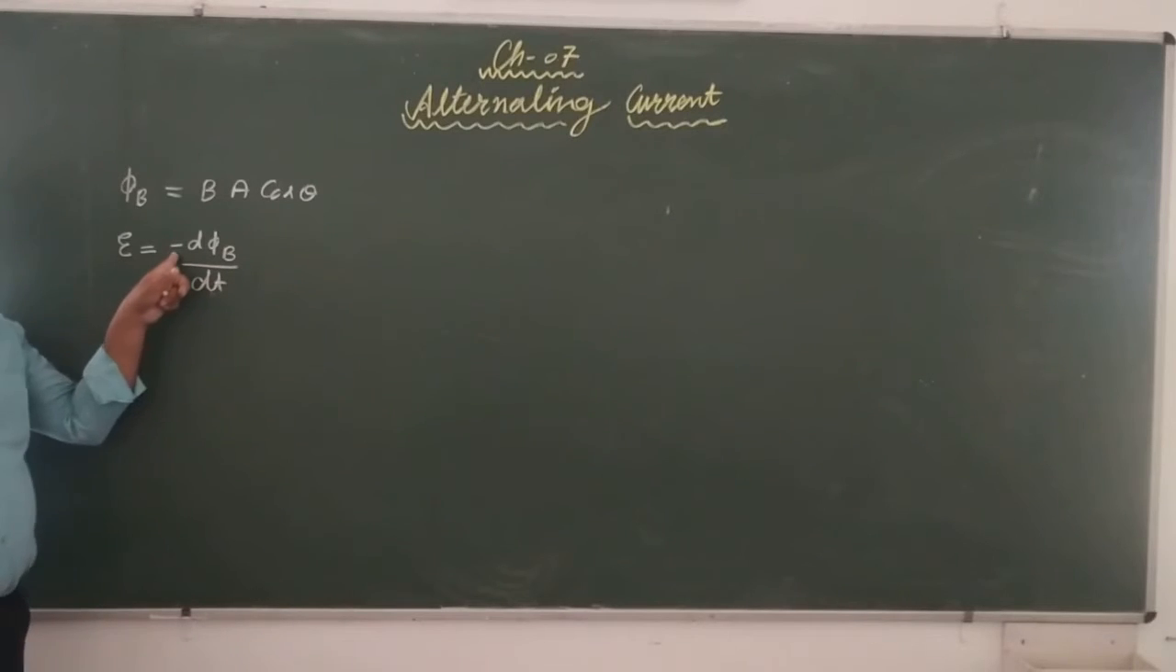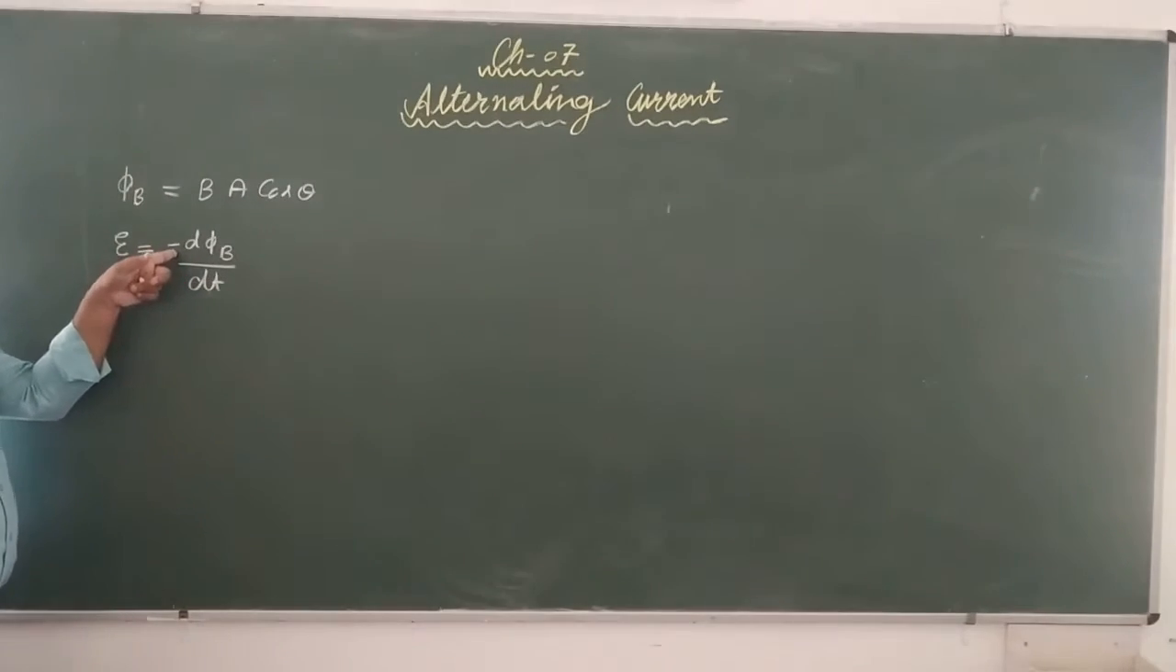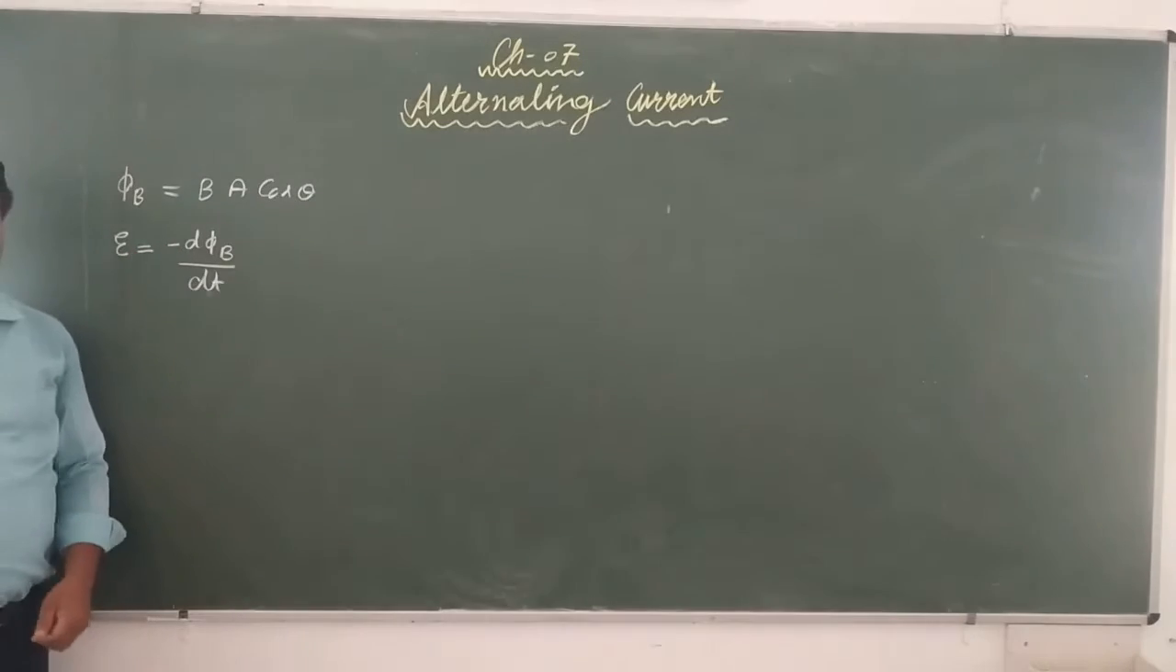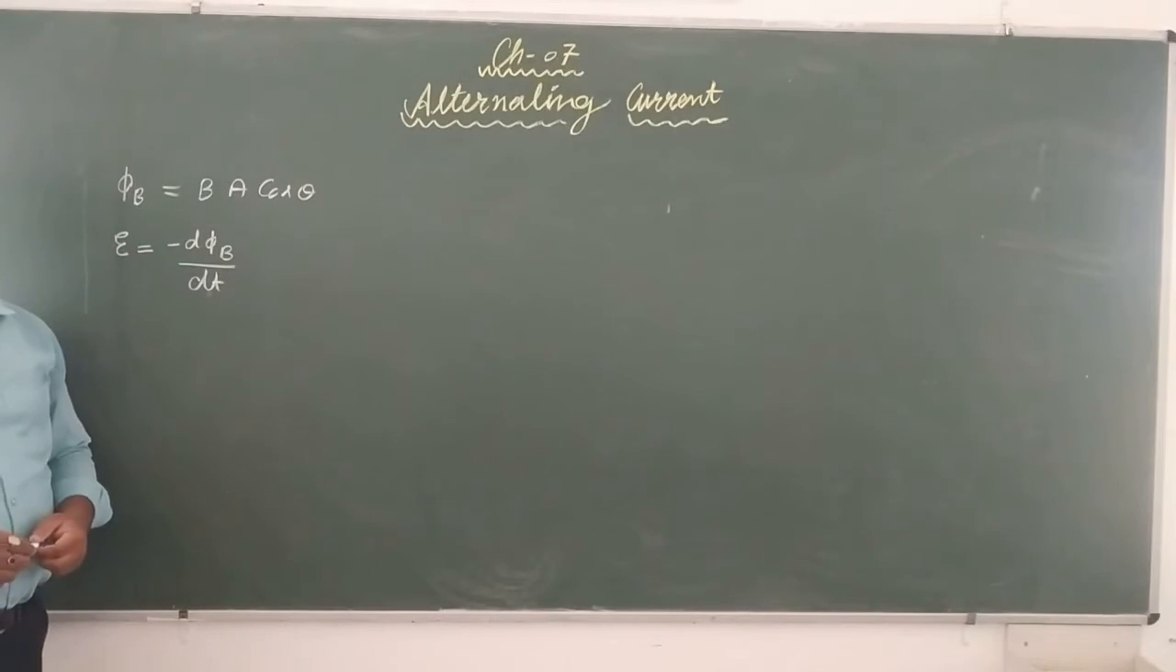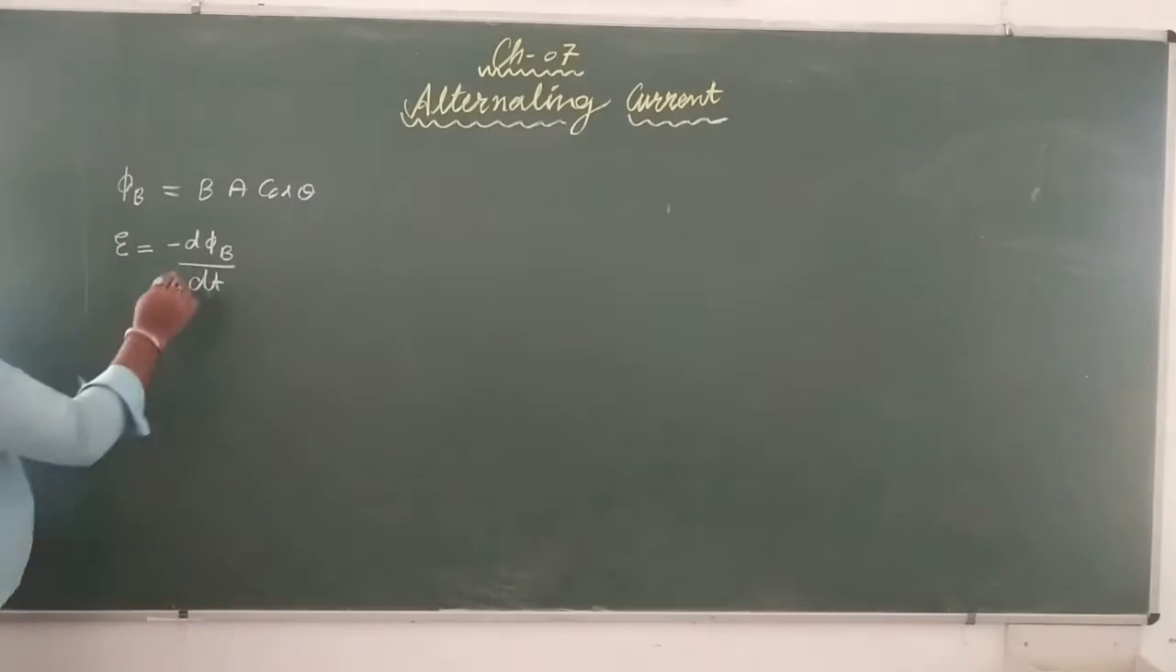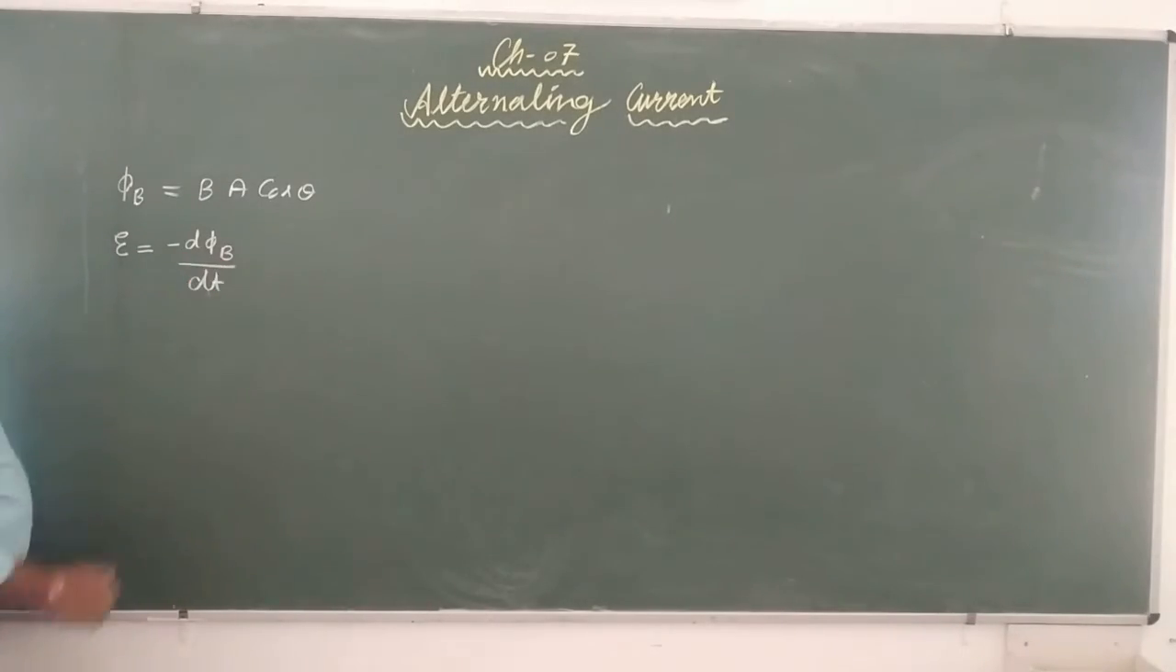What does that minus sign signify? That minus sign signifies that the direction of induced EMF or the direction of current is in such a way that it opposes the change in magnetic flux, that is, the d phi B.